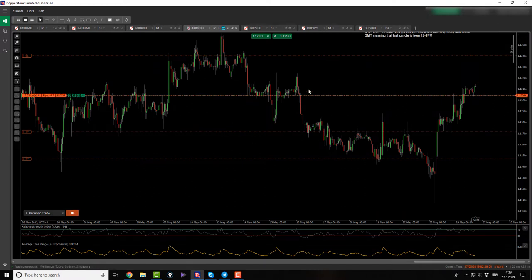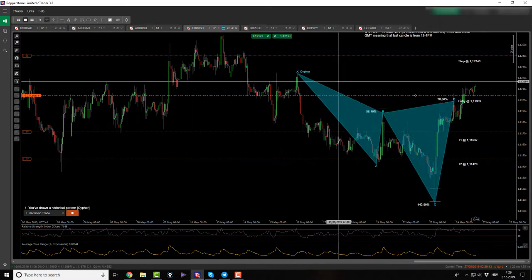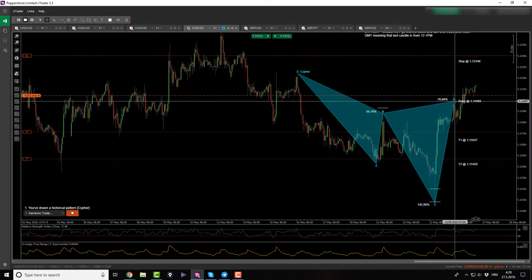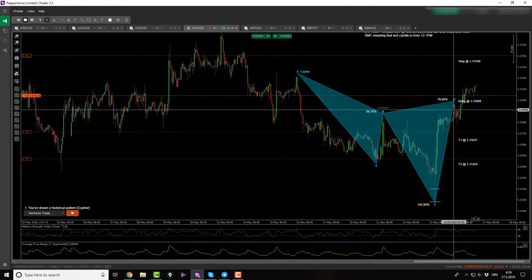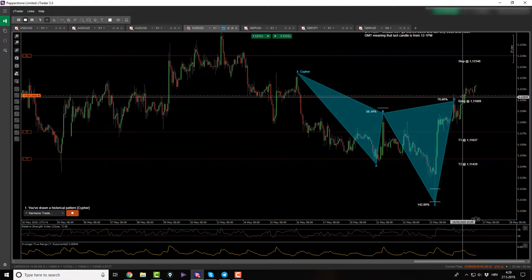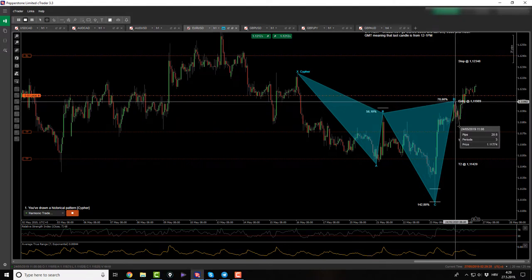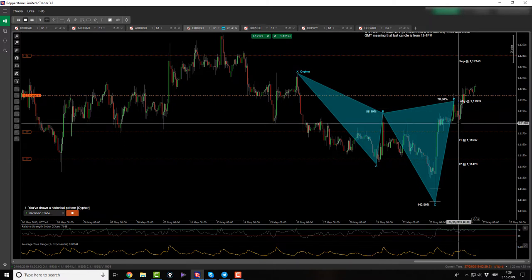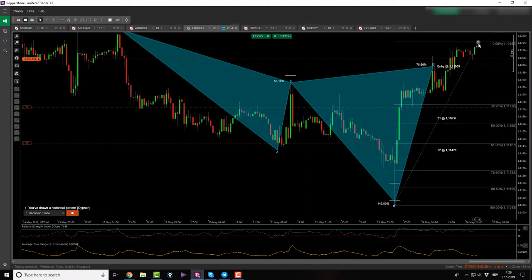Last week, Friday, I got engaged in a Cypher pattern on this pair, as you can see here. I saw it a little bit later, but the trigger candle was per my rules, so I entered it even though I didn't see it at the time. It rolled over and then it went straight up. However, I do believe and hope that it will roll over again and hit both of my targets, target 1 and target 2.